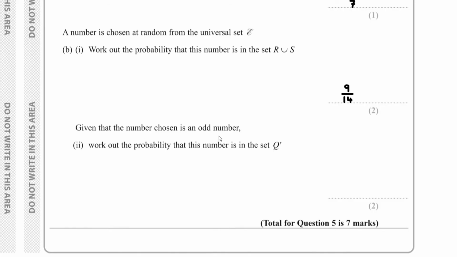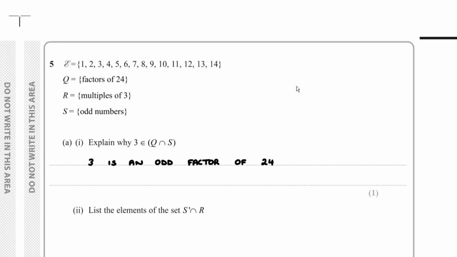Given that the number chosen is an odd number, for the second part of part B, work out the probability that this number is in the set not Q. Well, we know from the third part of part A, we have 7 odd numbers, so our fraction will be out of 7. We know 1, 3, 5, 7, 9, 11, 13 are all odd numbers.